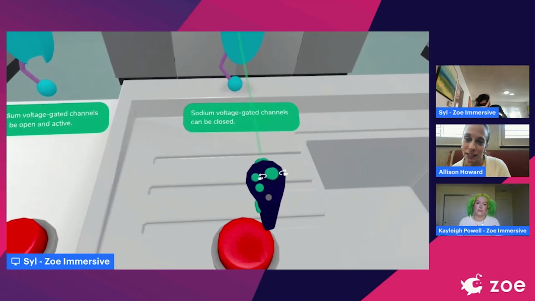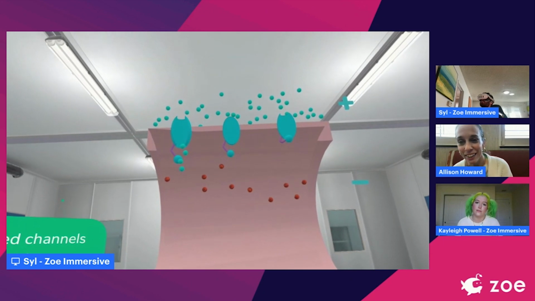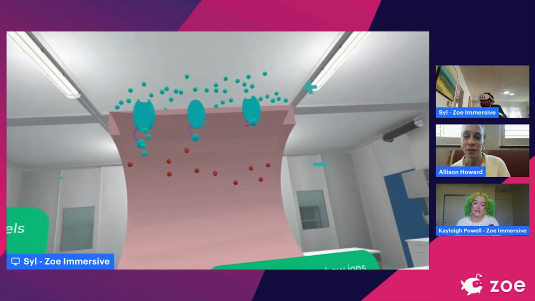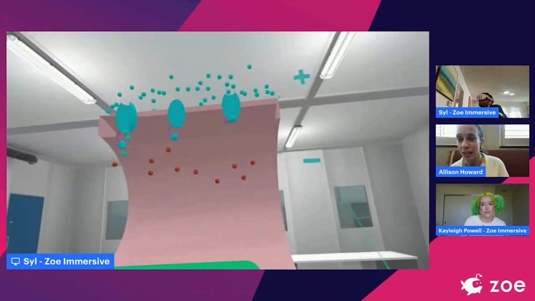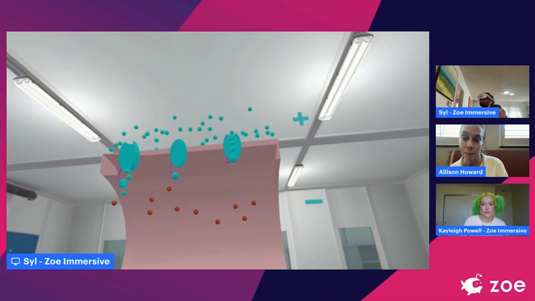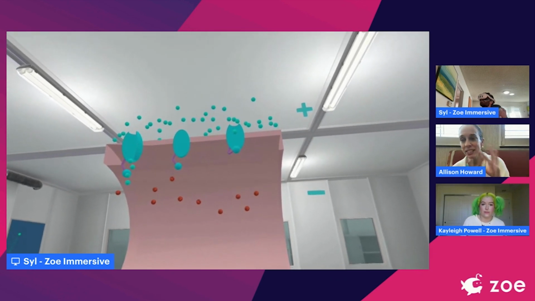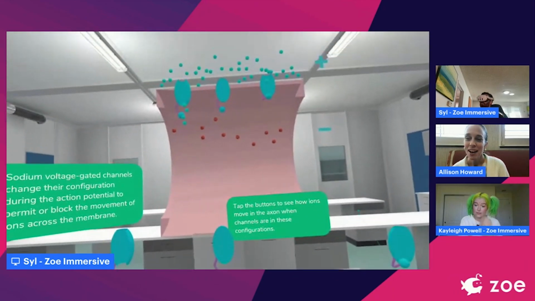And the next button, they do not. They try. They would like to move into the neuron, but they cannot move. And then the final, they also cannot move. These are concepts that students would have already been learning. It's just a matter of seeing them in 3D space. And this is the end of the experience as I have it for now.